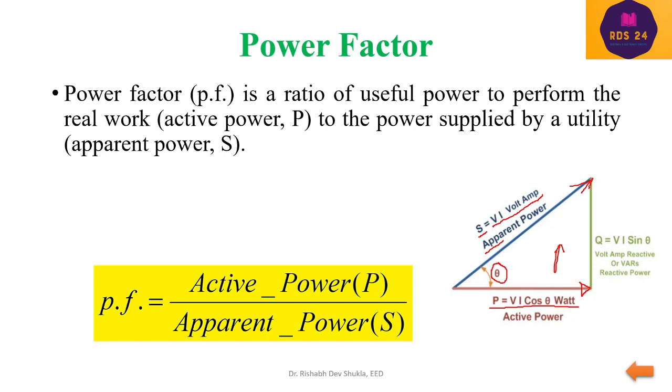And this green color line is our Q vector, or reactive power. This is our reactive power, and it is equal to V into I sin phi. It is measured in volt ampere reactive, VARs. Apparent power is measured in VA or volt amperes, and the active power is measured in watts, VI cos phi.